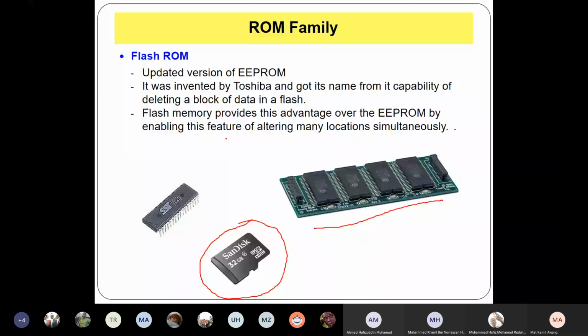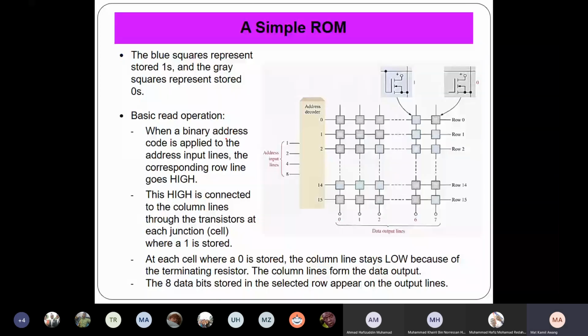This is how the internal of a simple ROM looks. Basically, this blue one stores 1, and the gray one here stores 0. So here, basic read operation. Let's say you want to read from the ROM. When a binary address code is applied to this address input line here, the corresponding row line goes high. So maybe, for example, this one goes high.